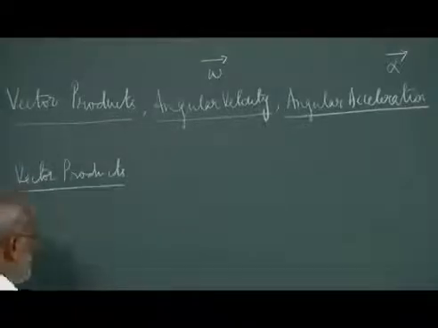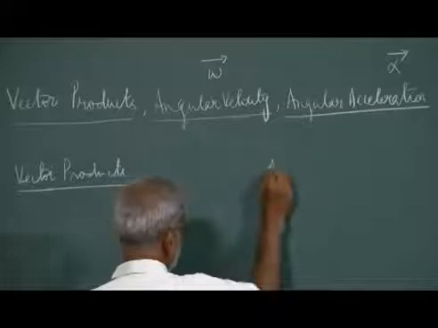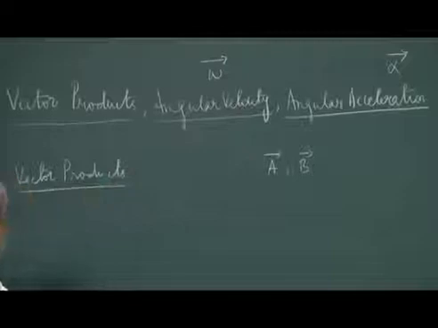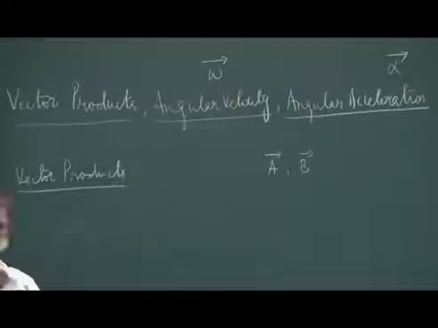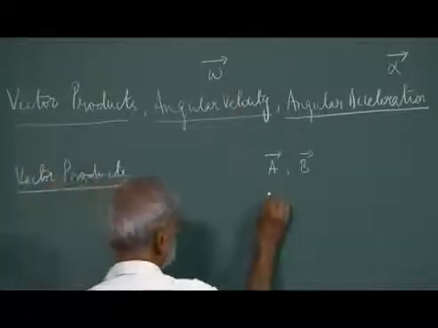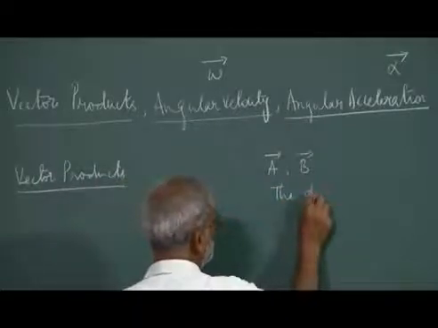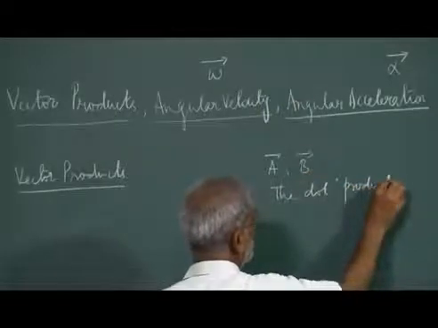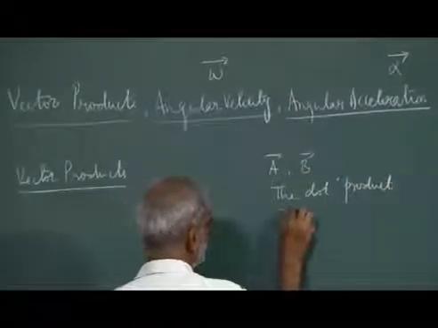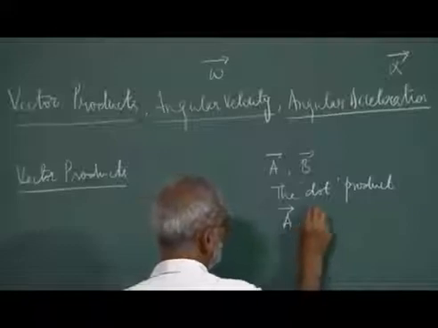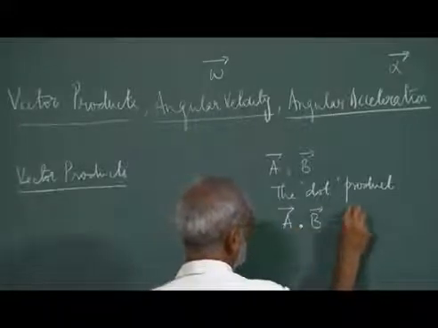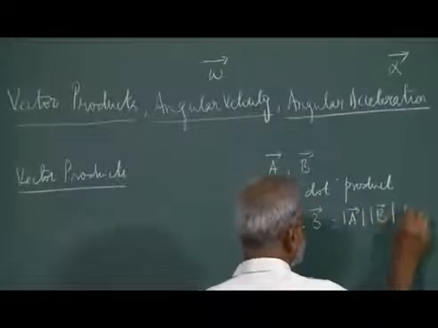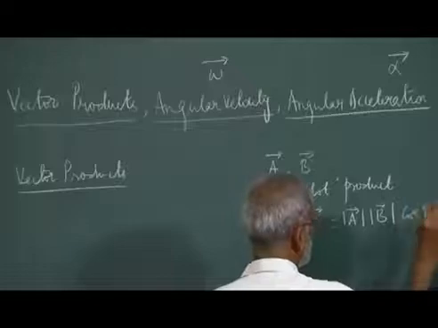Now before that, suppose I have two vectors a and b. Earlier you would have come across what is called the dot product between these two vectors. The so called dot product of two vectors is defined as a dot b is equal to modulus of a, that is the length of the vector a, times the length of the vector b, times the cosine of the angle between these two vectors.